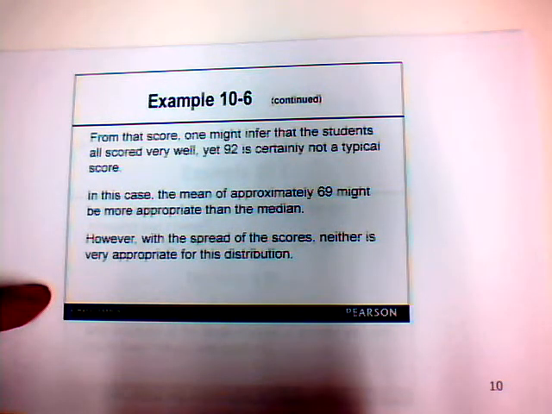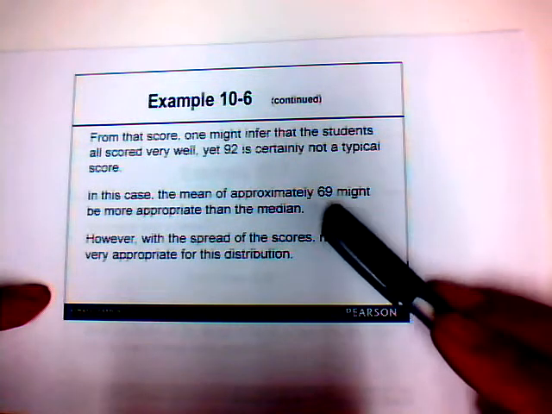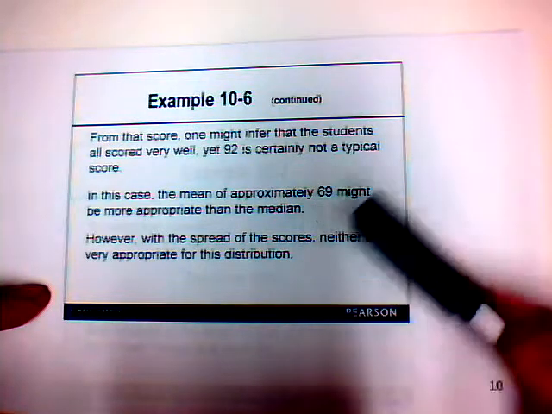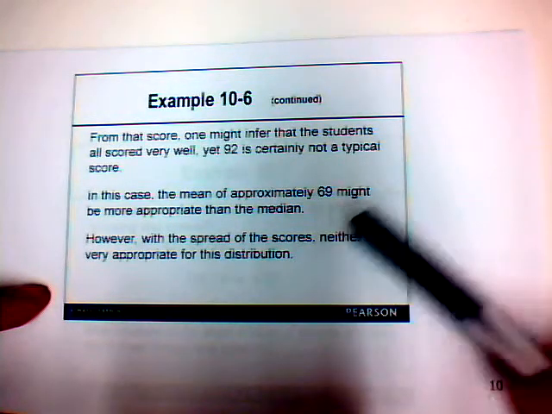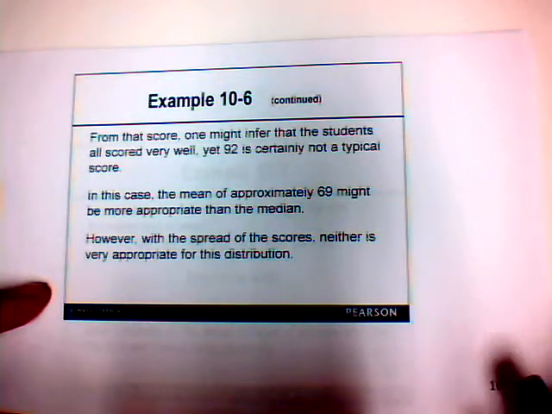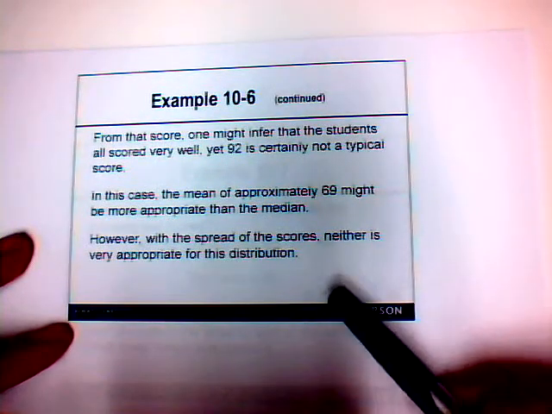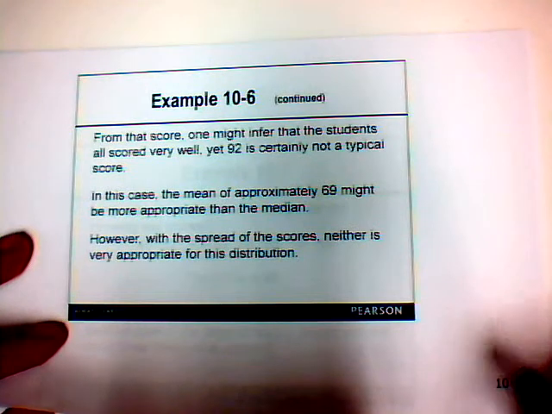In this case, if you find the mean, which is approximately 69, that might be more appropriate than the median itself. However, with the spread of the scores, neither is very appropriate for this distribution.